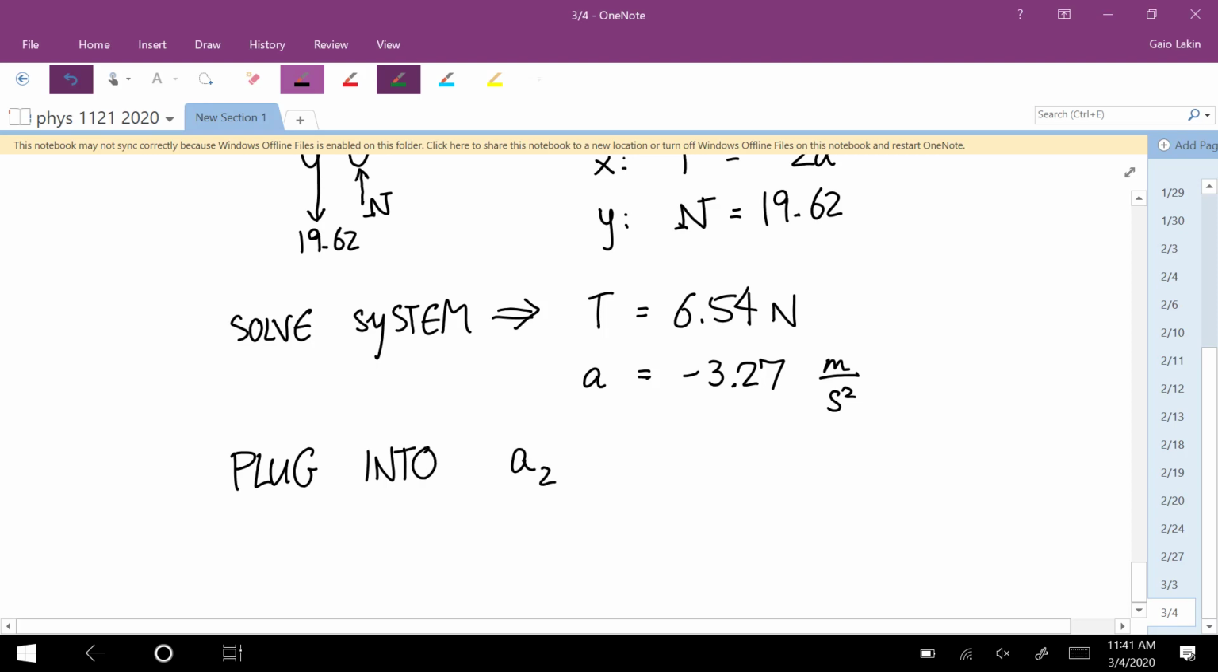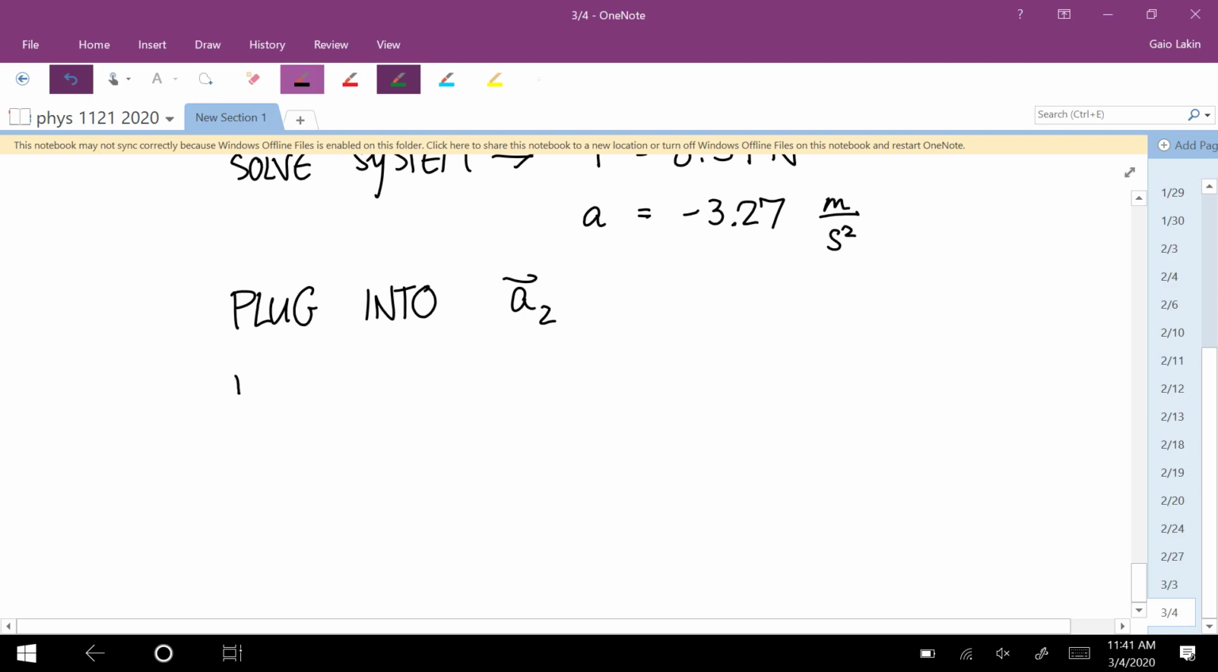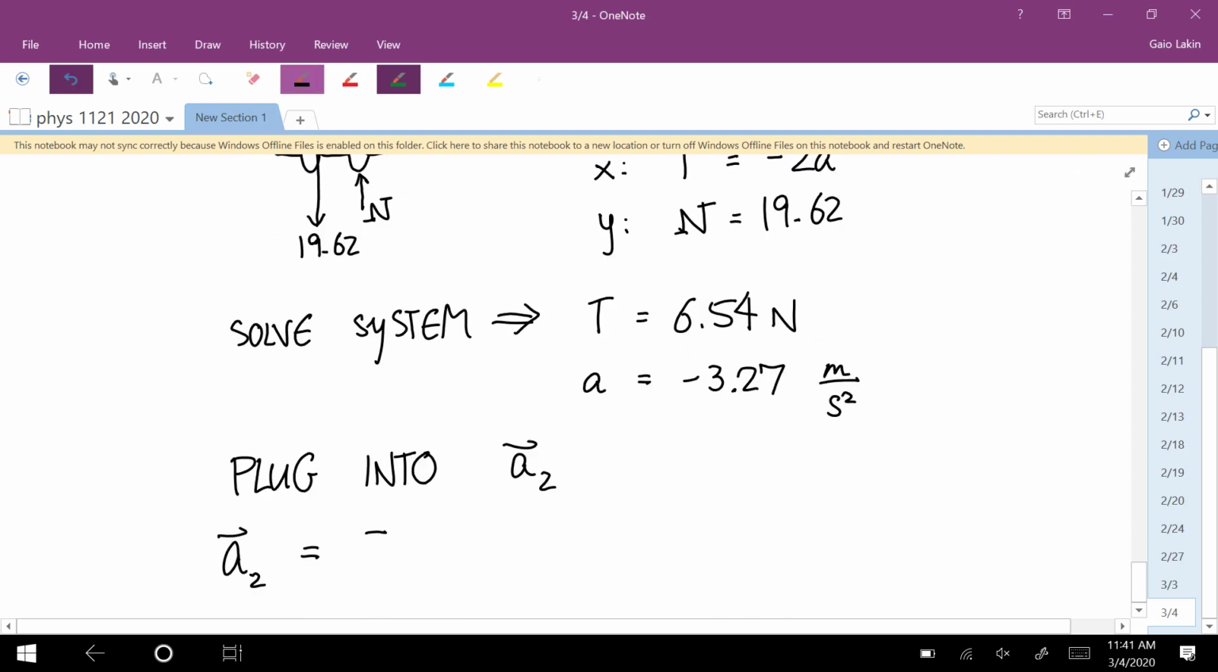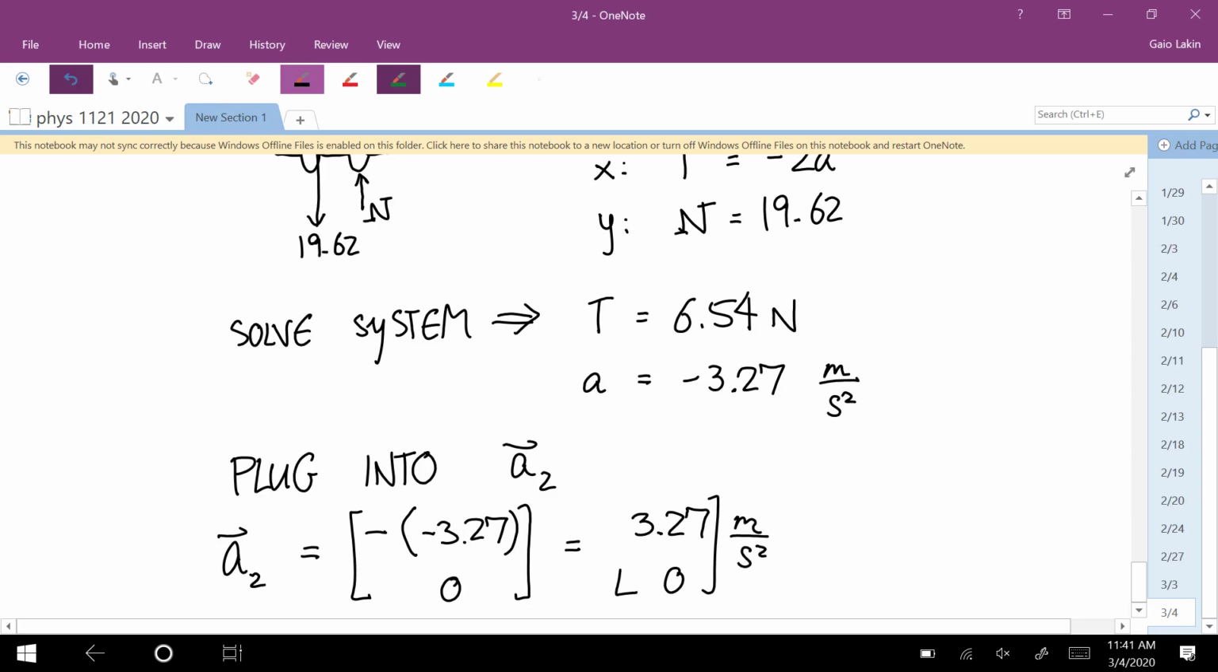Plug it into the acceleration vector for A2, and you get that the acceleration of that 2 kilogram cart is, we have a negative, and then A is also negative. And so the vector is 3.27, or in other words, it's in the positive x direction with a magnitude of 3.27.